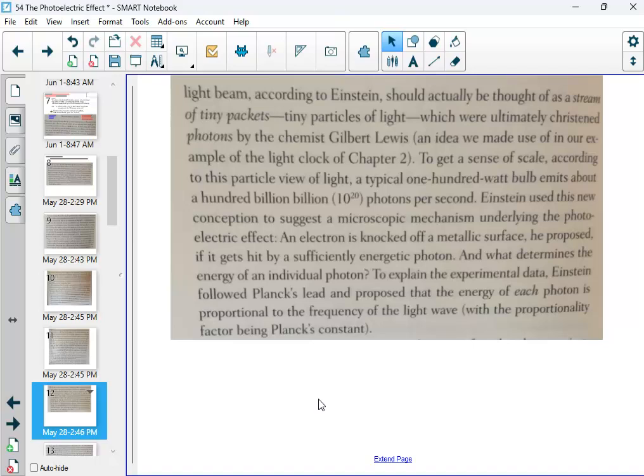To get a sense of scale, according to his particle view of light, a typical 100-watt light bulb emits about 100 billion billion, that's 10 to the 20, photons per second. Einstein used this new conception to suggest a microscopic mechanism underlying the photoelectric effect. An electron is kicked off of a metallic surface, he proposed, if it gets hit by a sufficiently energetic photon. And what determines the energy of the individual photon? To explain his experimental data, Einstein followed Planck's lead and proposed the energy of each photon is proportional to the frequency of the light wave, with the proportionality factor being Planck's constant.